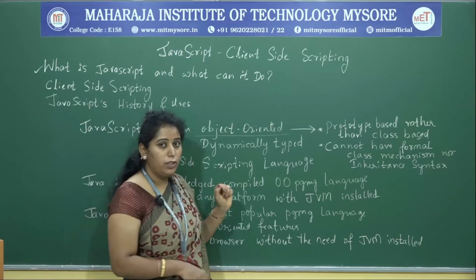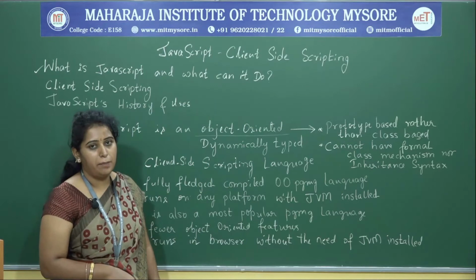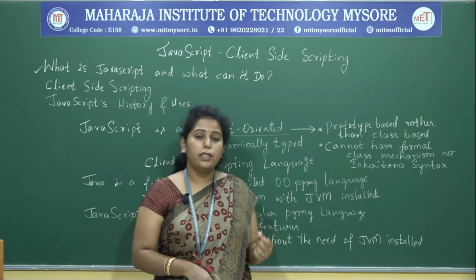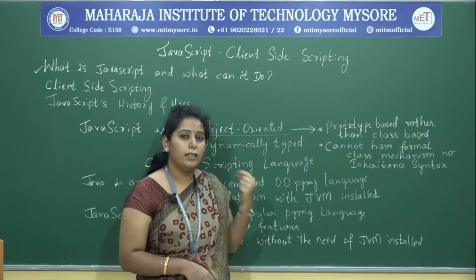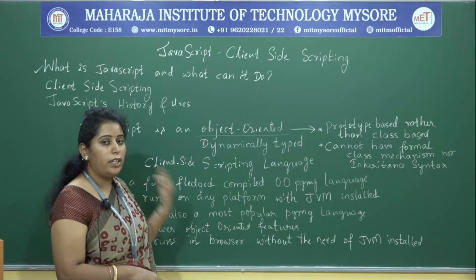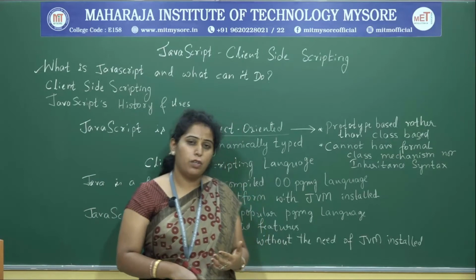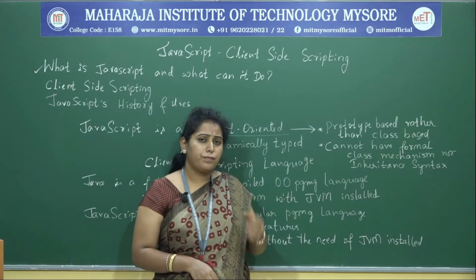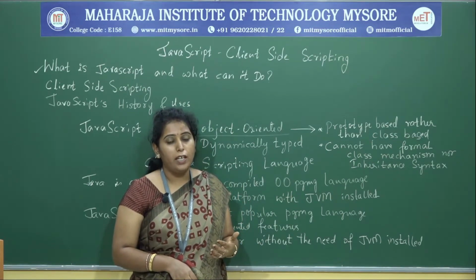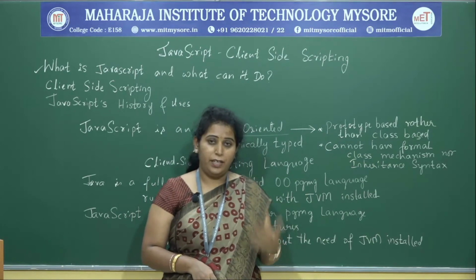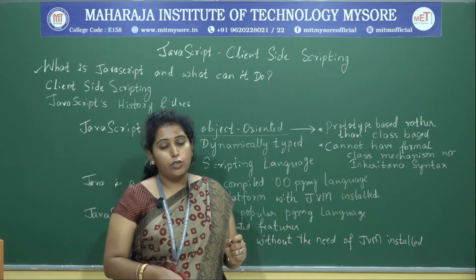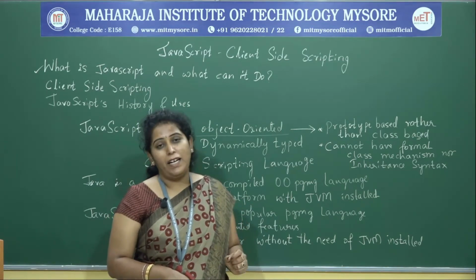So next is about JavaScript being dynamically typed. What does dynamically typed mean? I will take a difference with respect to Java so that you can easily understand JavaScript. Whereas in Java, when you declare a variable, you need to specify the data type, so that the data type indicates what type of data the variable is going to hold. This is done at compile time.